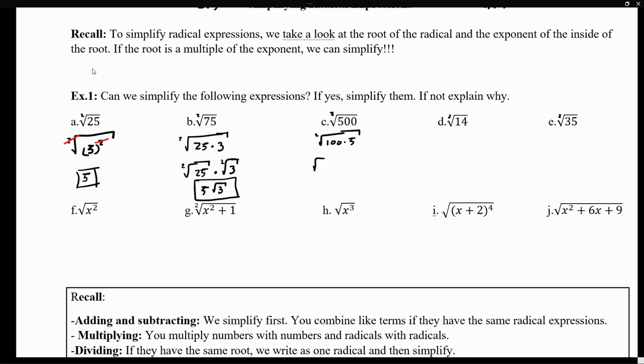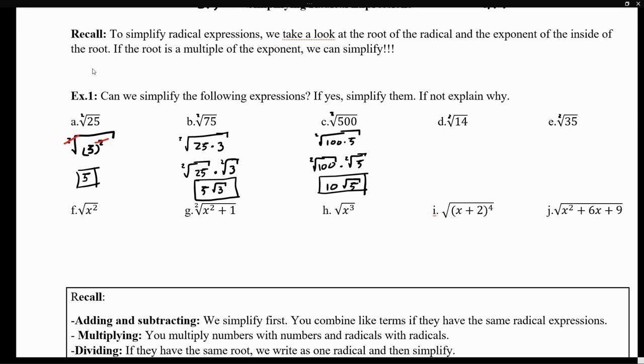This is also equivalent to the square root of 100 times the square root of 5. And we do know what the square root of 100 is. The square root of 100 is just 10. So now this becomes 10 times the square root of 5. Notice that the trick here is to always try to rewrite the inside of the square root as a multiple of numbers that you do know the square root of.